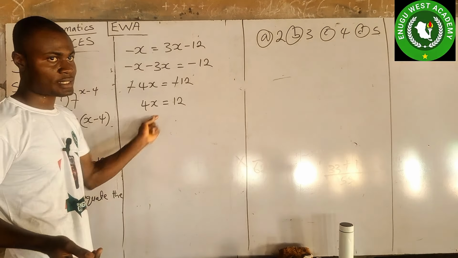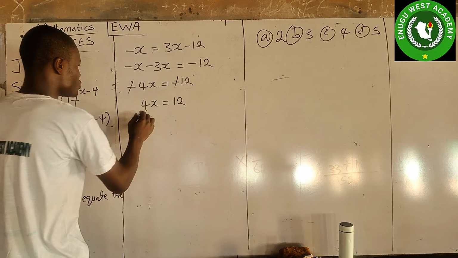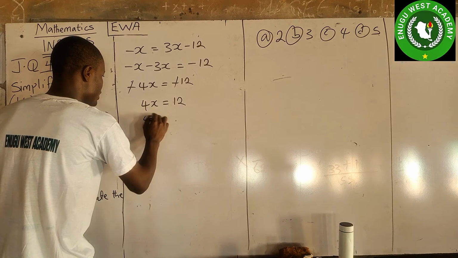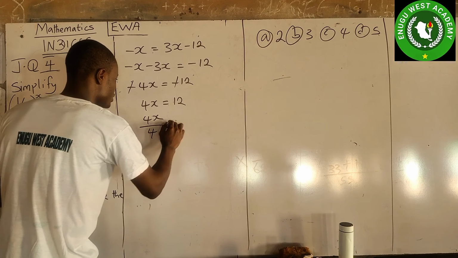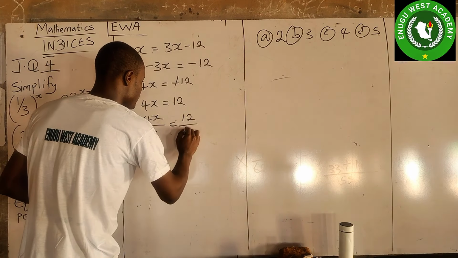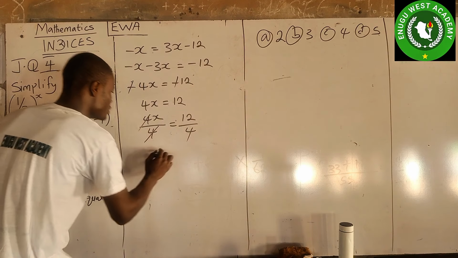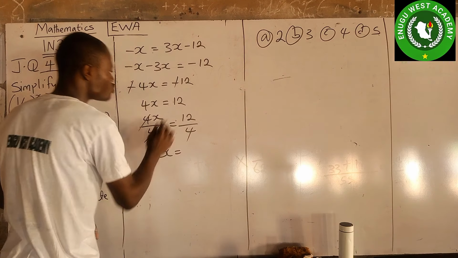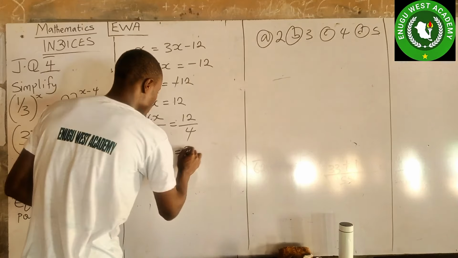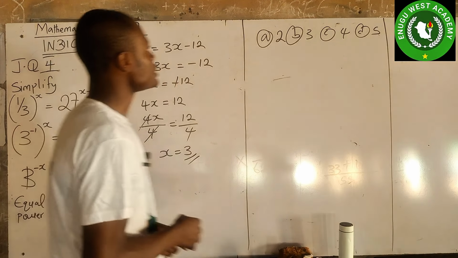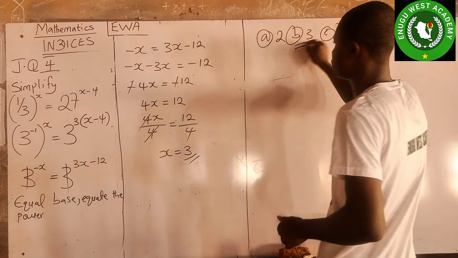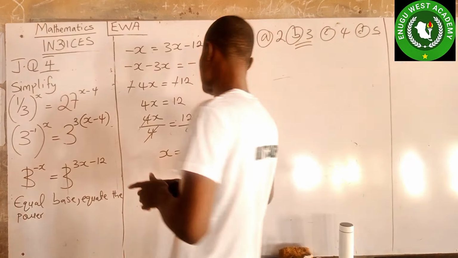Now, divide both sides by the coefficient of x, which is 4. So we're going to have 4x over 4 equals 12 over 4. So cancel. So x is equals to 12 divided by 4, which is 3. So x is equals to 3. So our answer is option B. Option B is our answer.